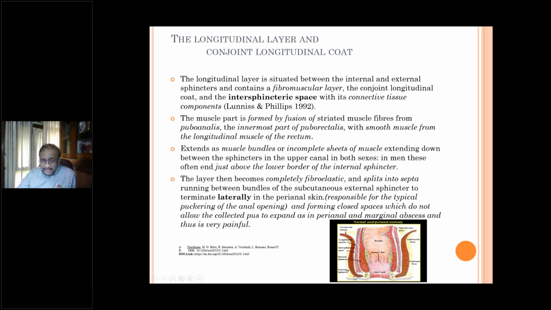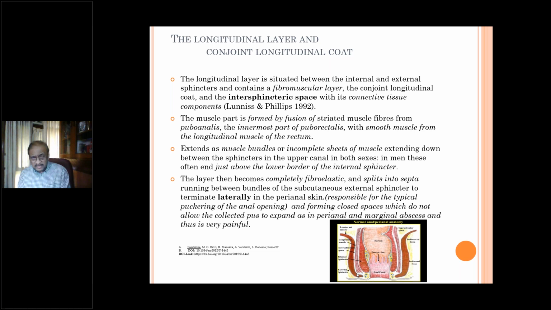And that is the applied importance: because it attaches to the skin, it creates closed spaces there. If you have infection in any one of these closed spaces, as in a perianal abscess, because it cannot expand much, it gives rise to severe pain. That's why a perianal abscess is severely painful, an intersphincteric abscess may be less painful, and a submucous abscess is less painful. A purely perianal abscess is a very, very painful condition.